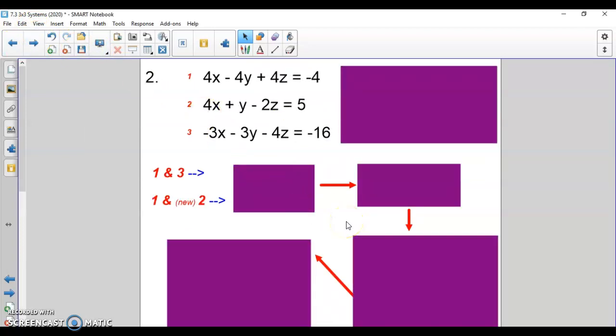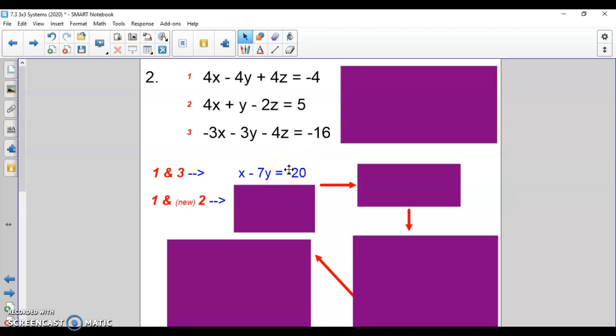Similar deal here. If you're looking, we're going to need to tweak some things with this. Now, at a glance, I personally look at variables that can cancel out without changing anything. So you can see my 1 and 3 I'm going to add, and the z's cancel out. So my z's are going to cancel. When I do that, I get x minus 7y equals negative 20. Alright, so I got that.